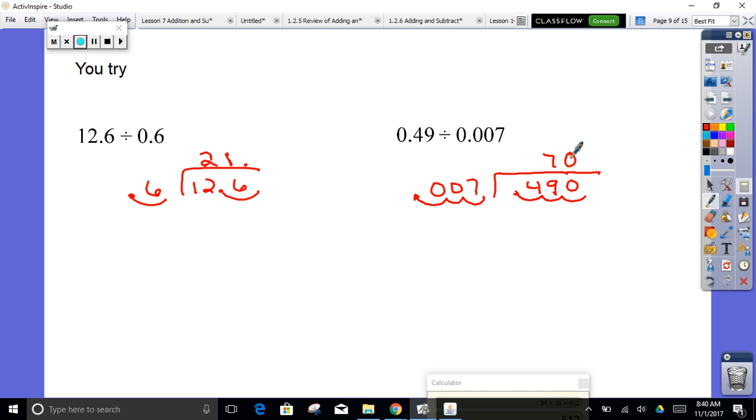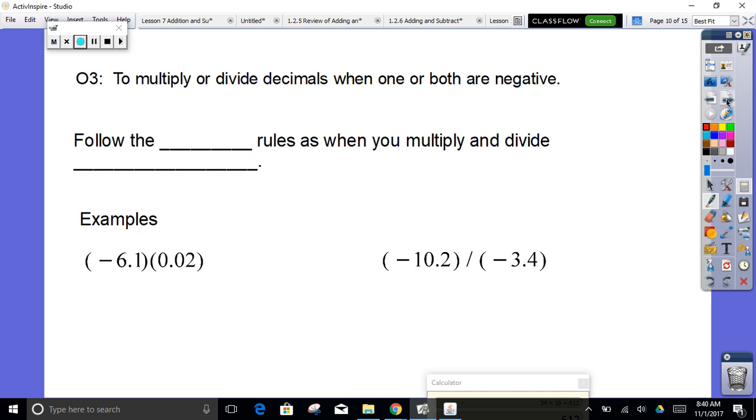Okay. Last step. To multiply or divide decimals when one or both are negative, you are just going to follow the same rules as when you multiply and divide integers. So the rules are the same. So the example we have is a negative times a positive. What's my answer going to be? Negative or positive? It's going to be negative.